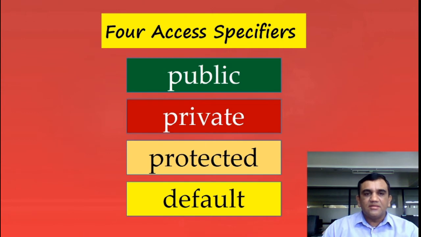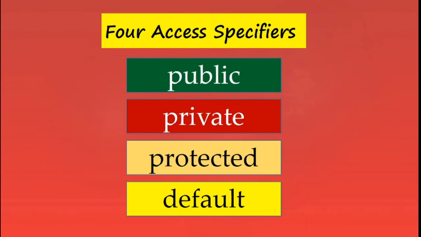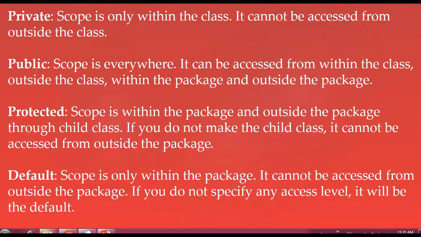Basically in Java, there are four access specifiers: public, private, protected, and default. Private access specifier: the scope is only within the class. It cannot be accessed from outside the class. Public scope is everywhere. It can be accessed from within the class, outside the class, within the package, and outside the package.